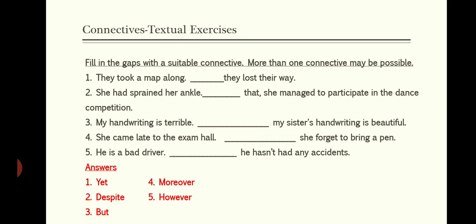Next one. He is a bad driver. Dash, he hasn't had any accidents. He is a bad driver. He doesn't drive well, but then he didn't go and bump into any accident. So we use the connective however. He is a bad driver. However, he hasn't had any accidents. Next one.